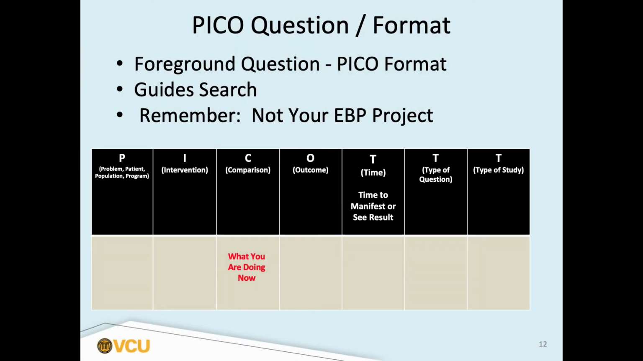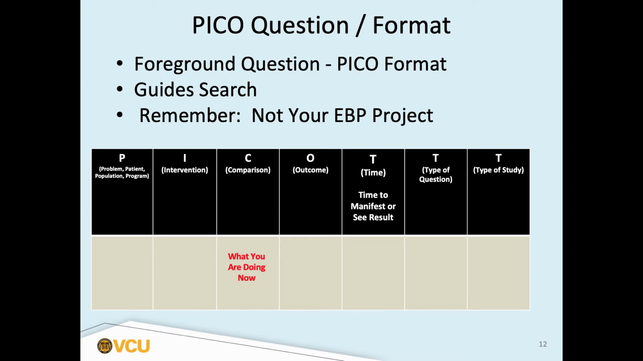The best way to formulate a clear clinical question is to use the PICO format. This format is key as it will be what guides your search. You'll notice it's broken up into several different pieces, with the P being the problem, patient, population, etc. The I being the intervention. The C being the comparison.